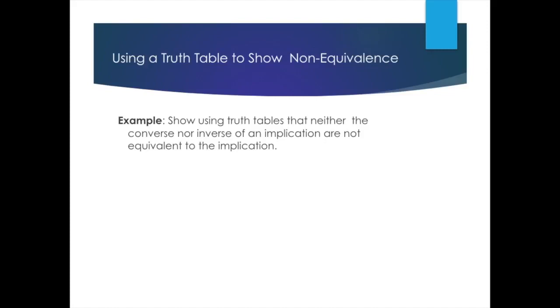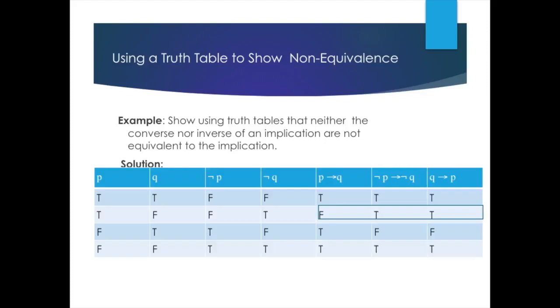Now another example. Show using a truth table that neither the converse nor the inverse of an implication is equivalent to the implication. Here we start with something really simple. We take the value of P, we take the value of Q, we do not P and not Q like before in the previous example. Now let us fill the column of P implies Q. We know that it's true, false, true, true by the previous example. And not P implies not Q is true, true, false, true.